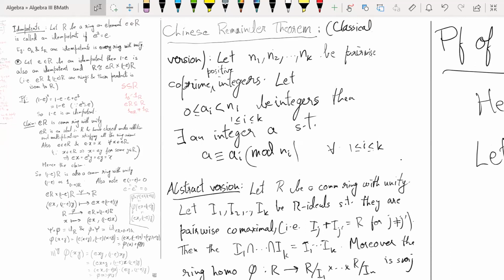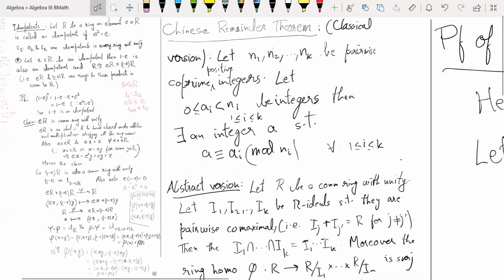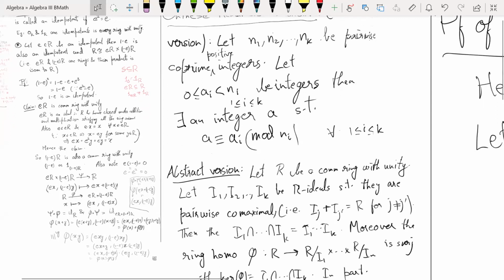There is an abstract version which will imply this. This will be a special case of it, and this I'm sure you wouldn't have seen. You'll see how abstraction simplifies. If you try to prove this directly, the Chinese remainder theorem becomes a bit tedious. It looks a little tricky, but once you try to prove the abstract version, it won't look that tricky. Yes, I'll show you the proof today.